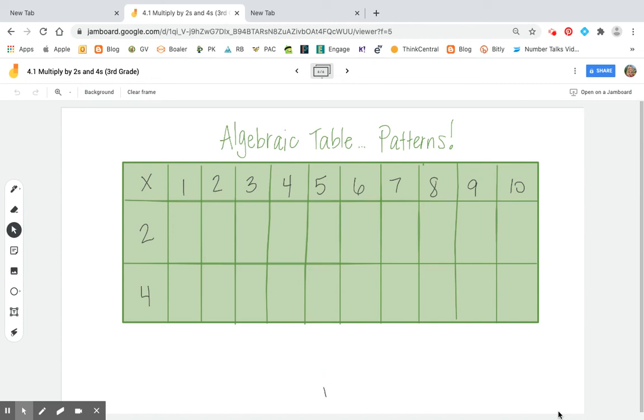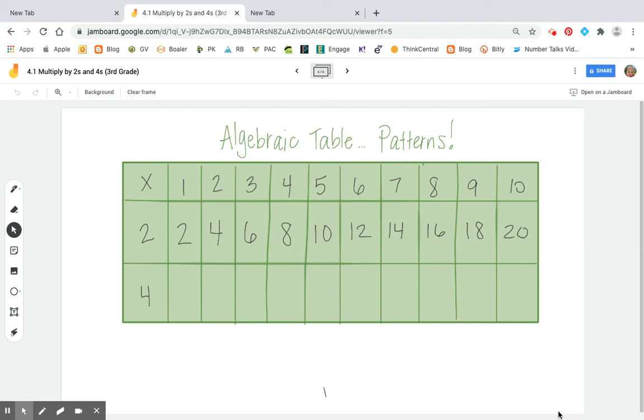2 times 1 is 2. 2 times 2 is 4. 2 times 3 is 6. 2 times 4 is 8. 2 times 5 is 10. 2 times 6 is 12. 2 times 7 is 14. 2 groups of 8 is 16. 2 groups of 9 is 18. And 2 groups of 10 is 20.